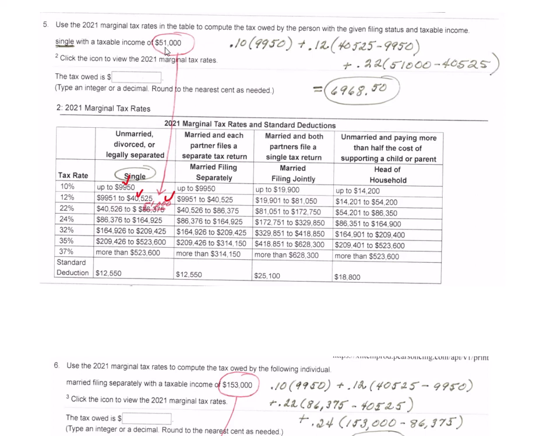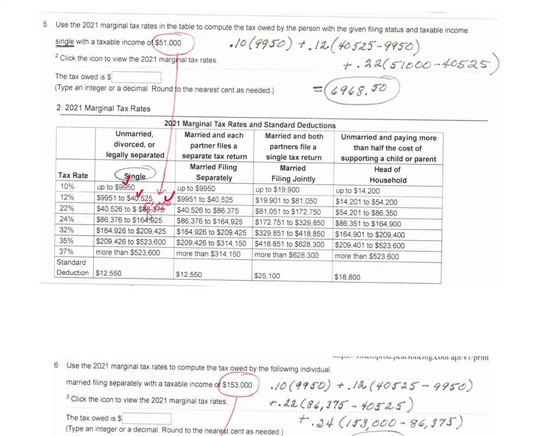I will take $51,000 and I will go look at these ranges. This is $1 up to $9,950, $9,951 up to $40,525, $40,526 up to $86,375. Now our $51,000 fits in this range.